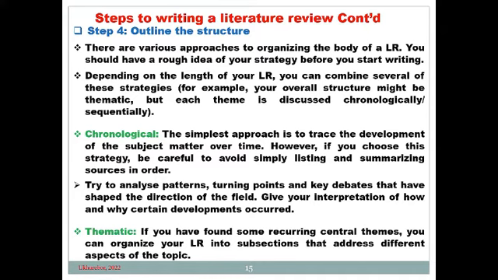Depending on the length of your literature review, you can combine several different strategies. For example, if you want to look at the overall structure, you might decide to say, okay, let me use the schematic approach. Or you begin to discuss each theme chronologically or sequentially. These are what will enable you to arrange your structure. There are two basic aspects that will enable you to arrange this. There are different aspects. You look at the chronological aspect of it.